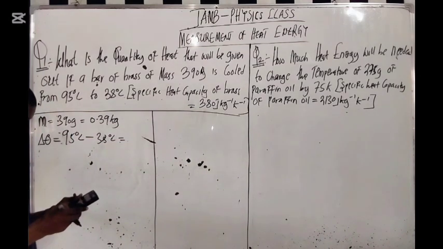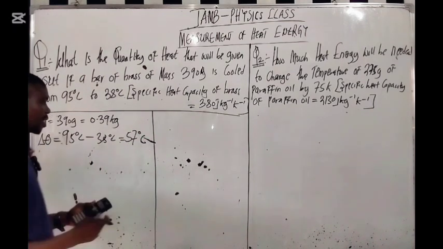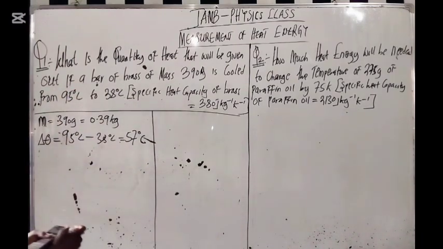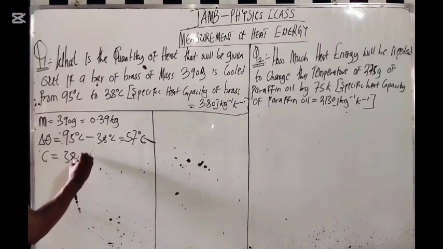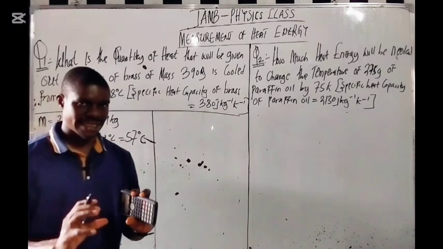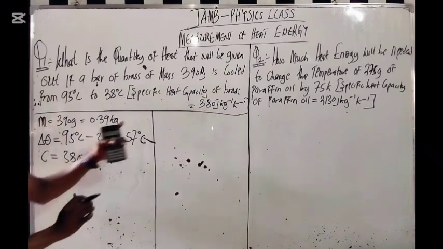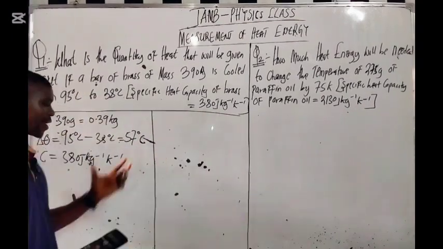So let's get our answer. 95 minus 38, you have 57 degrees centigrade. So the temperature change is always the highest minus the lowest. Now the specific capacity here, which is c, is 380 joules per kg per Kelvin. You are not going to alter anything here; you are going to use it like that. The only thing you are going to change is the mass, but every other thing remains the same. Although this is in degree centigrade, you use it like that. It does not appear in the calculation.